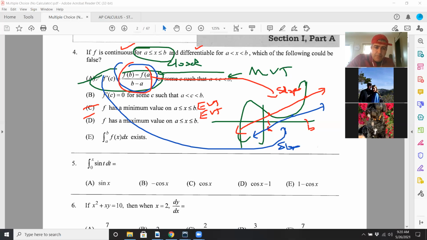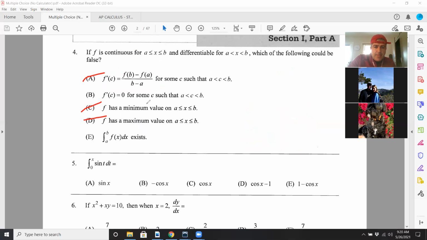Now, will the derivative have to equal 0 for some value between A and B? Again, these are out. Not necessarily. So your curve could look something kind of like this. I do have a high and low point, but they happen to be my endpoints. I don't have to have a horizontal tangent between A and B. That's what this is telling me. So that could be false. I could have one, but I don't have to have one.